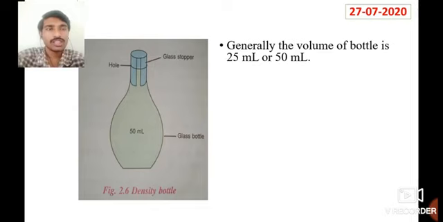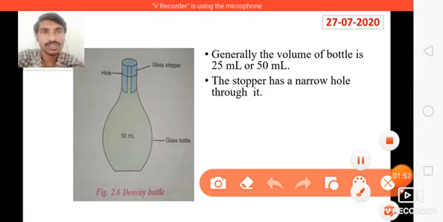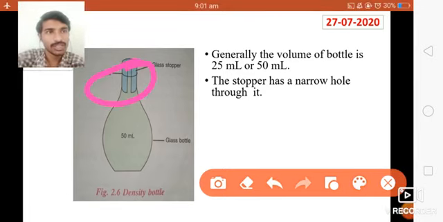Generally the volume of the bottle is 25 ml or 50 ml. So that is the capacity of a density bottle. In general we have 25 ml or 50 ml. The stopper has a narrow hole through it. You can see the stopper has a narrow hole through it.